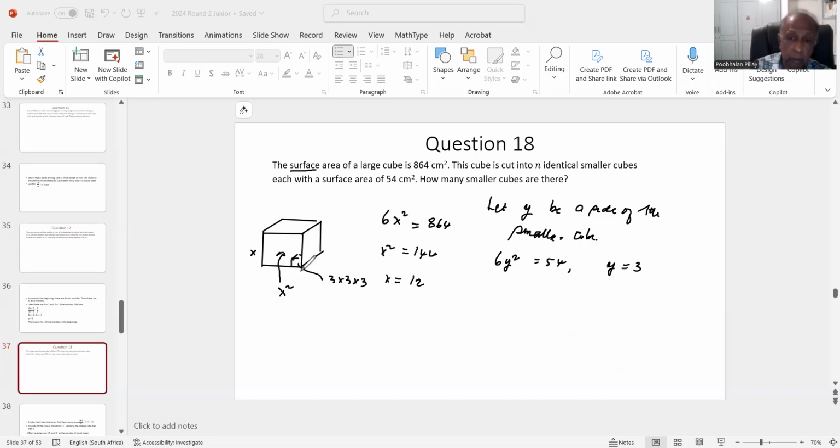Now it's a problem on volumes, you see, because the volume of this small cube is 27, 3 by 3 by 3, and the volume of the large cube, we saw that the side was 12, right? So therefore the volume there is 12 cubed. So we want to know how many of the small fits into the large one. So the answer will be how many 27s are there in 12 cubed?